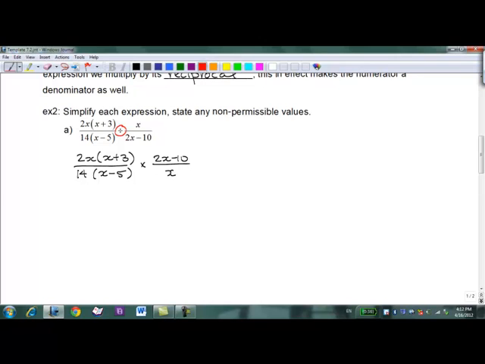So let's talk about some non-permissible values. We have x minus 5 can't equal 0. That's from our first fraction. The original denominator of 2x minus 10 can't equal 0. And the new denominator in that divisor, x can't equal 0. And we end up with x can't equal 5. 2x can't equal 10, which is, oh, look, x can't equal 5 at the same time. And x can't equal 0. So we have an x can't equal 5 and we have an x can't equal 0. From here, let's go ahead and make sure we factor everything.